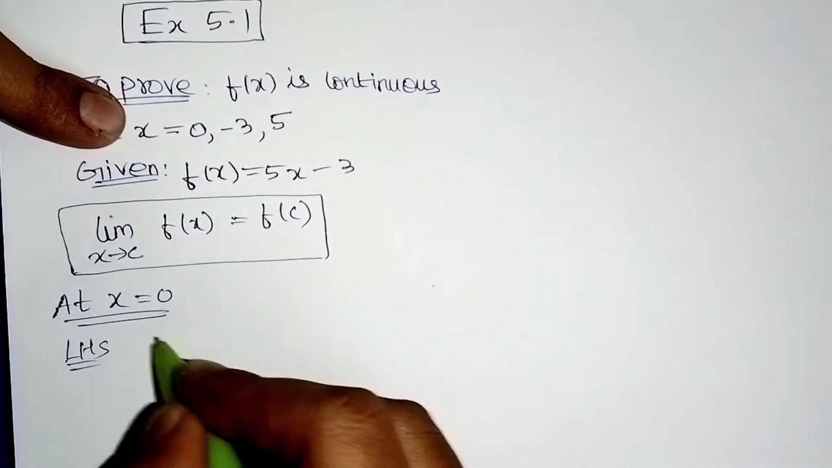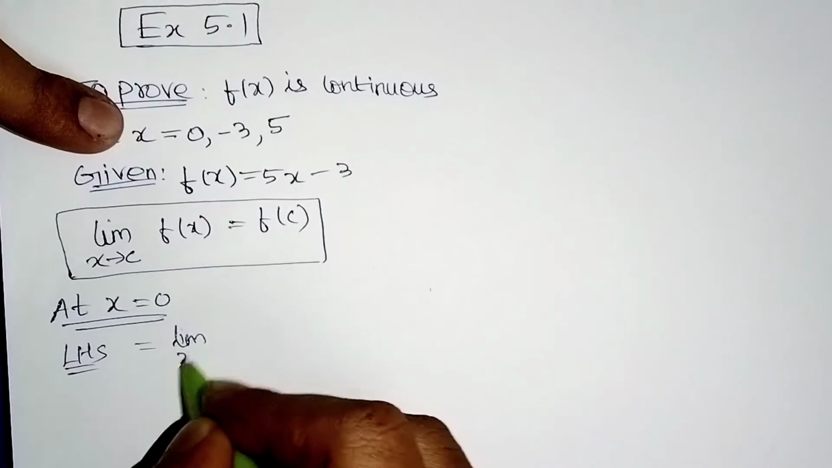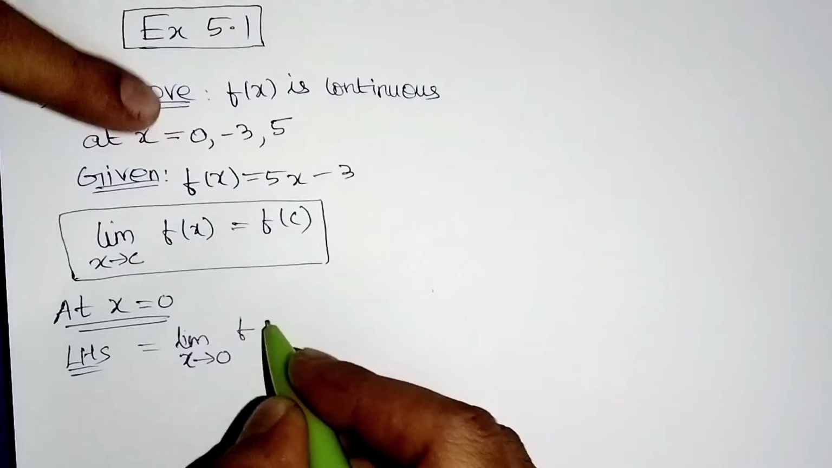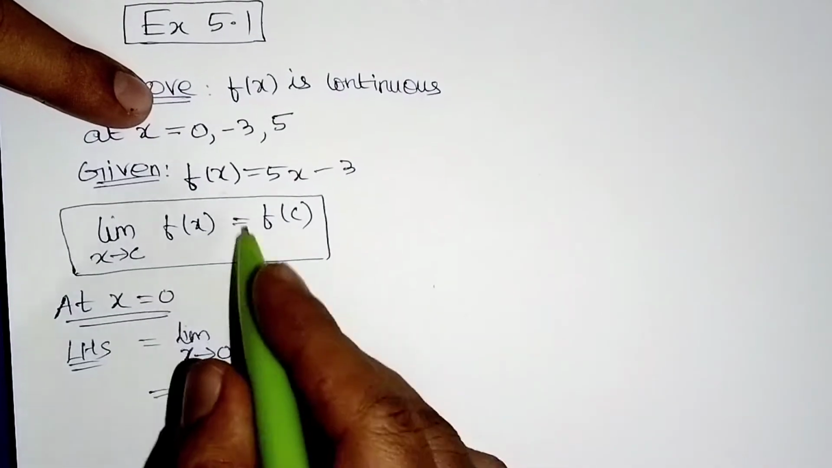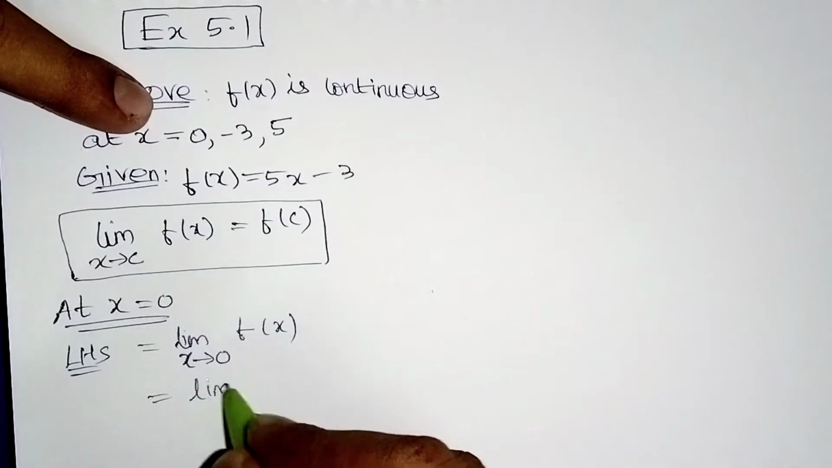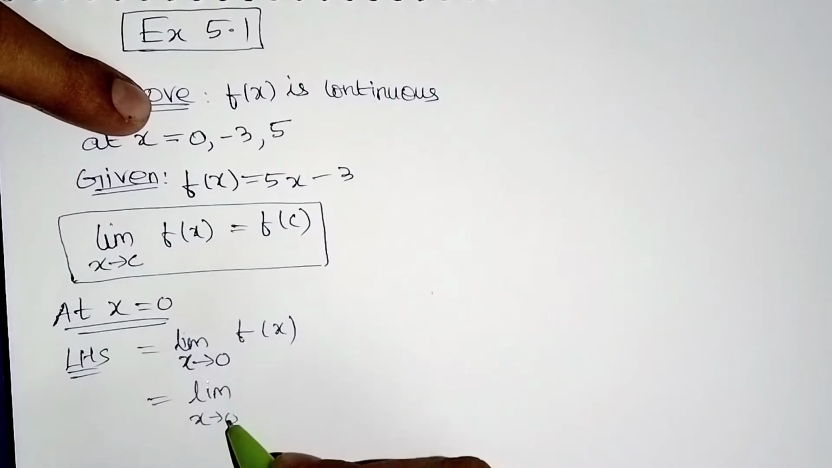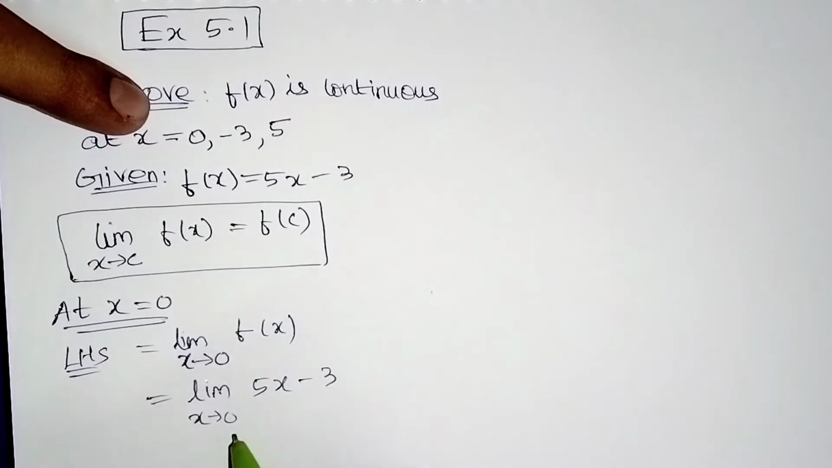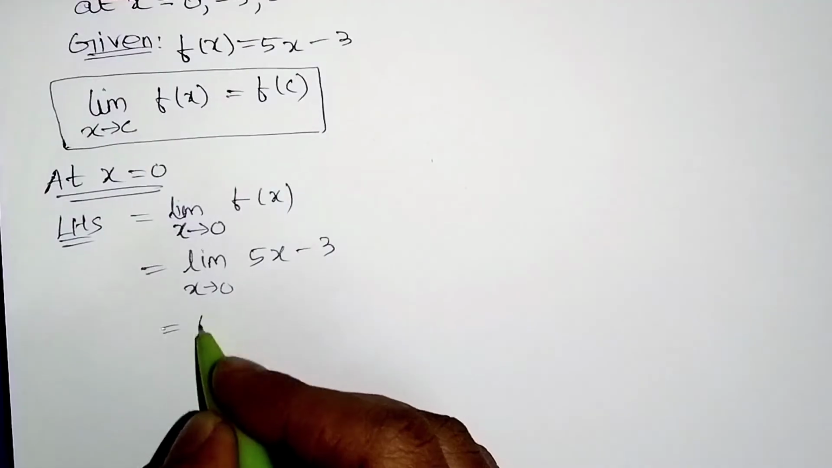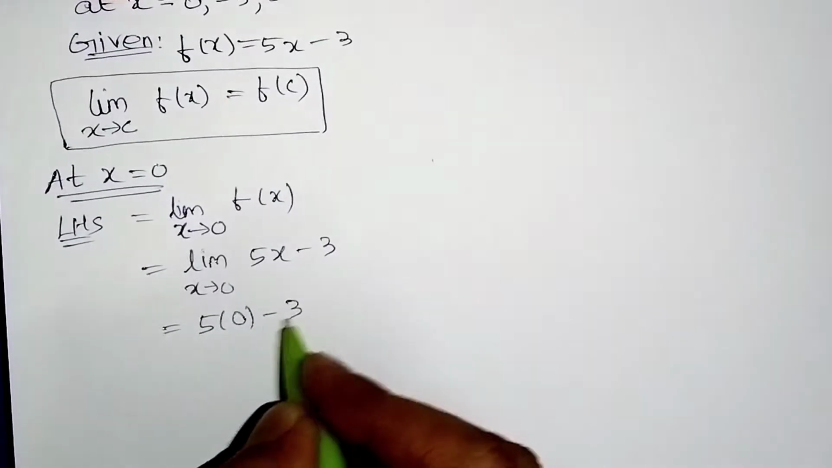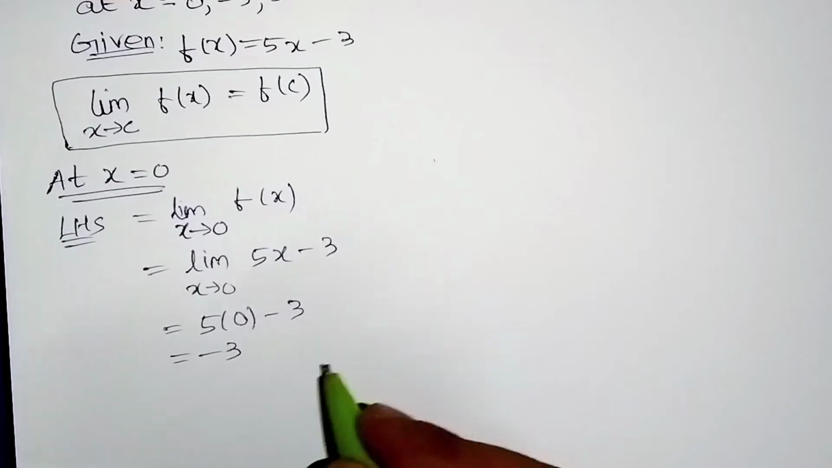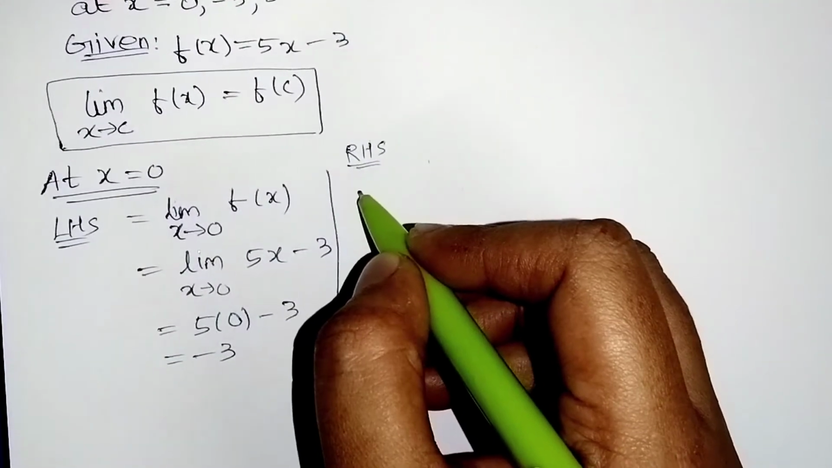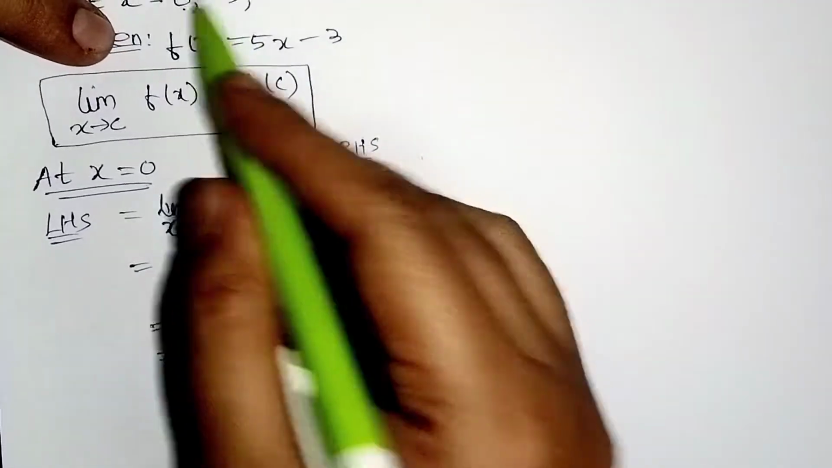So LHS is limit x tends to c, that is x tends to 0, where c is generalized, of f(x), and for f(x) we substitute the given function, 5x - 3. In place of x we need to substitute this limit. Here we have the value 0, so 5 into 0 is 0, 0 minus 3 is -3. This is LHS. For RHS, we have f(c), that is f of the x value.